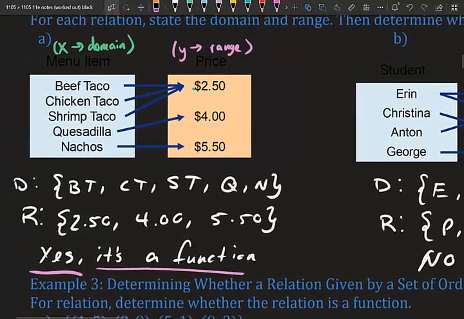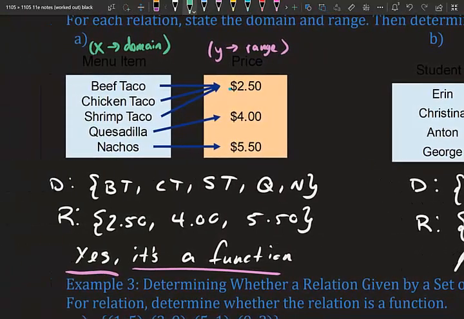We list our domain, which is our menu items. That stands for X. So all of our menu items, I abbreviated. You are allowed to do that. And then our range, which is our Y's, were price. And you have to put the full price because we're talking about money here. And it is a function because none of the X's repeat.